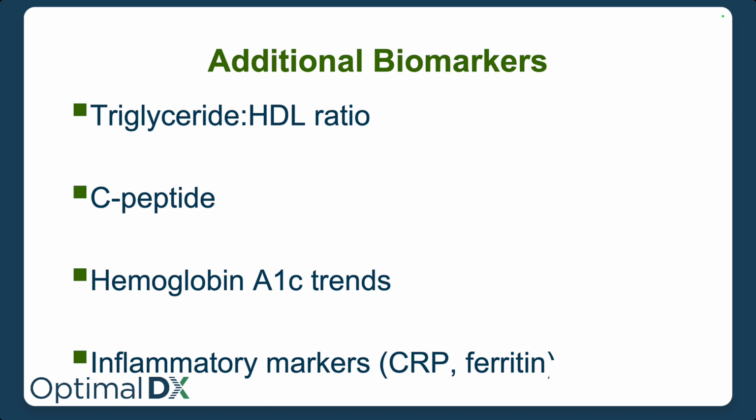Additional biomarkers beyond the ones we've just mentioned, you might want to look at the triglyceride to HDL ratio, a simple but powerful indicator of insulin resistance and cardiovascular risk. C-peptide is another biomarker that can be used in the HOMA2 scores. It's either fasting insulin or C-peptide, and this gives us insight into endogenous insulin production. Also, tracking hemoglobin A1C trends shows how glucose regulation evolves over time. And inflammatory biomarkers like CRP and ferritin also add depth, as systemic inflammation often accompanies metabolic dysregulation.